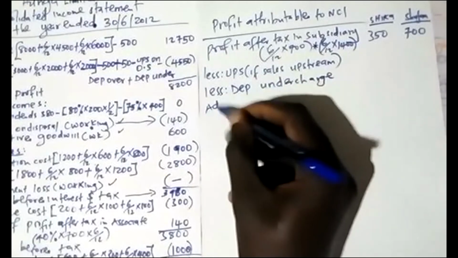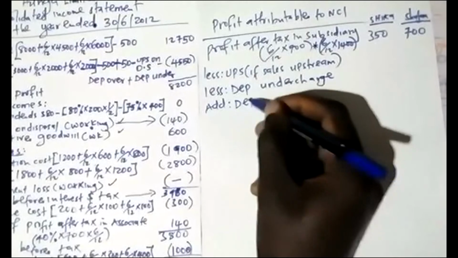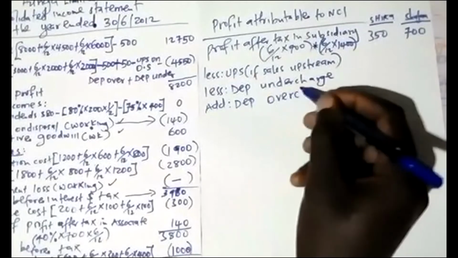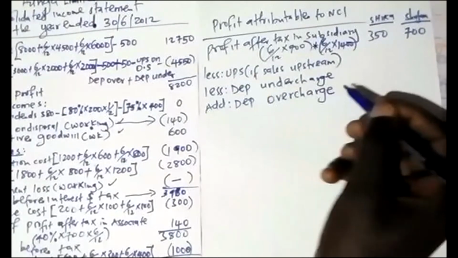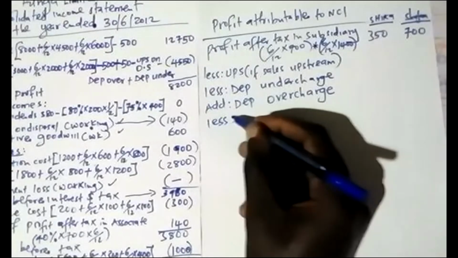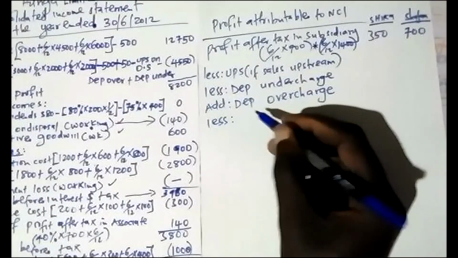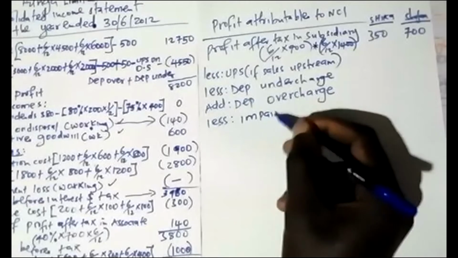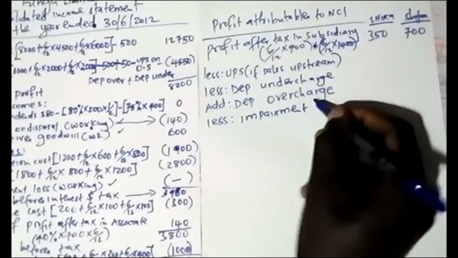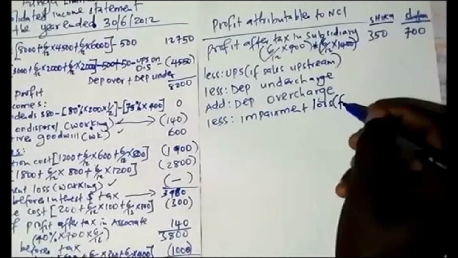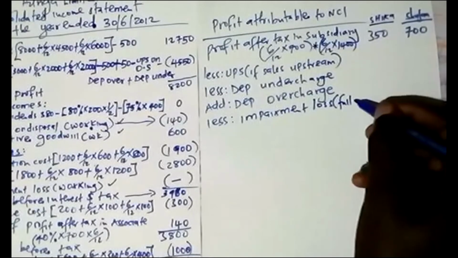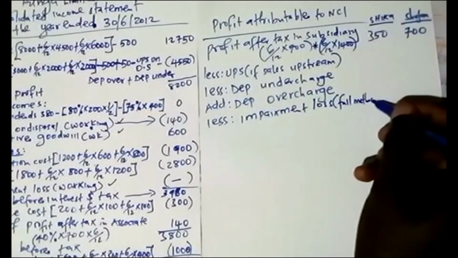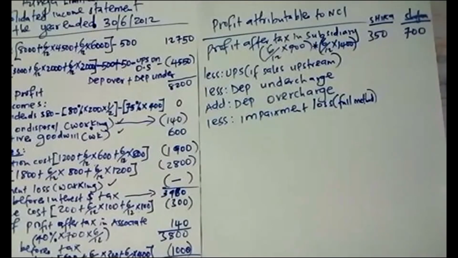Then you have to add depreciation, overcharge. Then you have to raise impairment loss. But in order to raise this impairment loss, they must have used the full method in the computation of goodwill. Because when you use the full method is when at least you get goodwill from the NCI and the parent, then you impair.